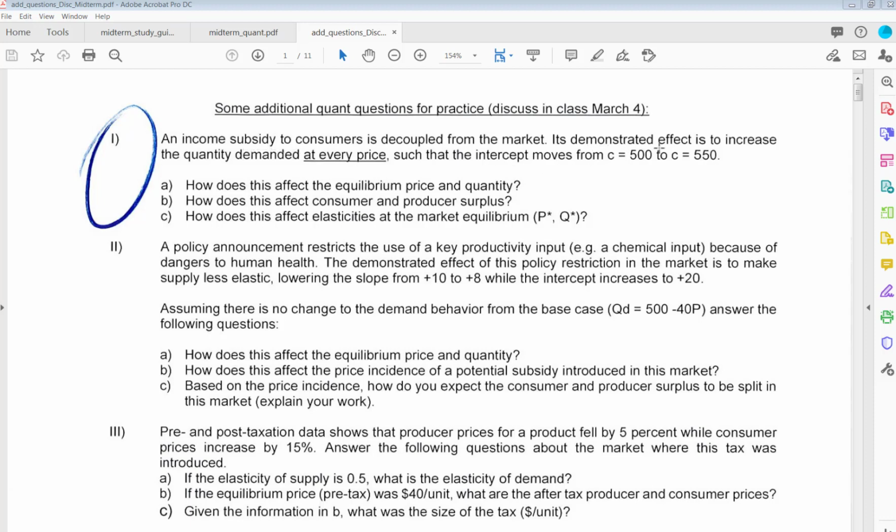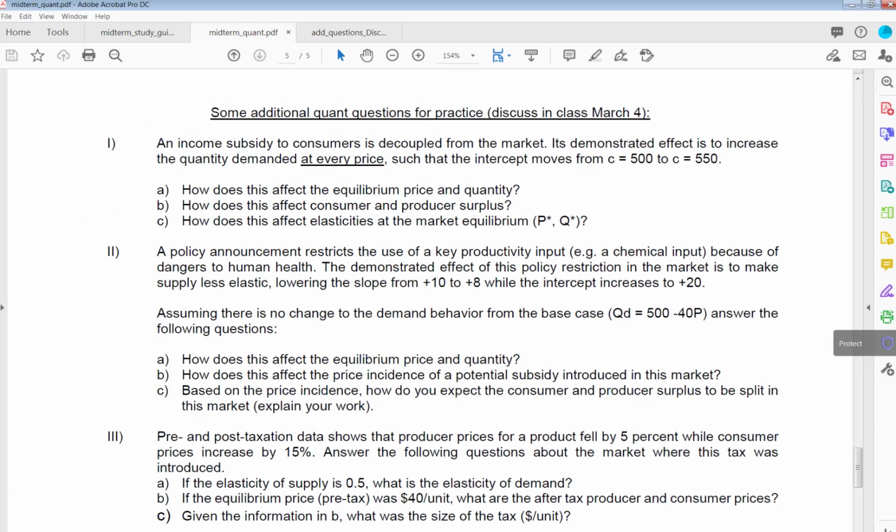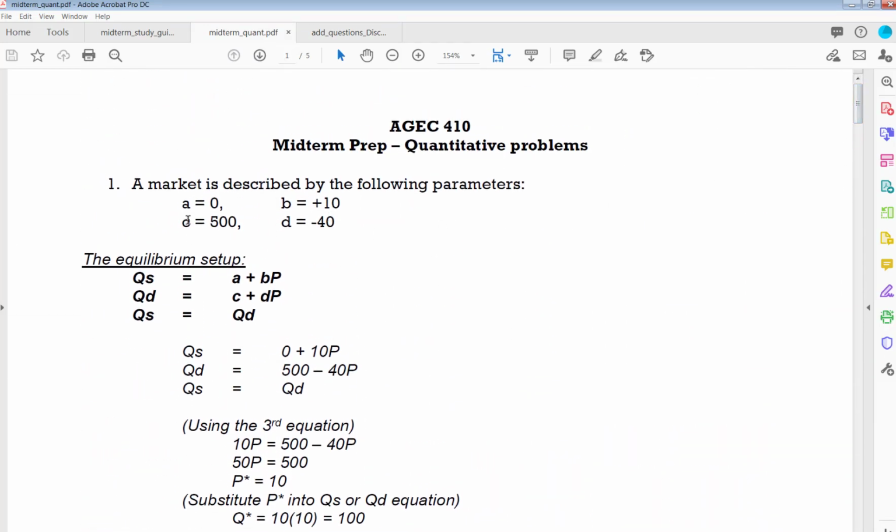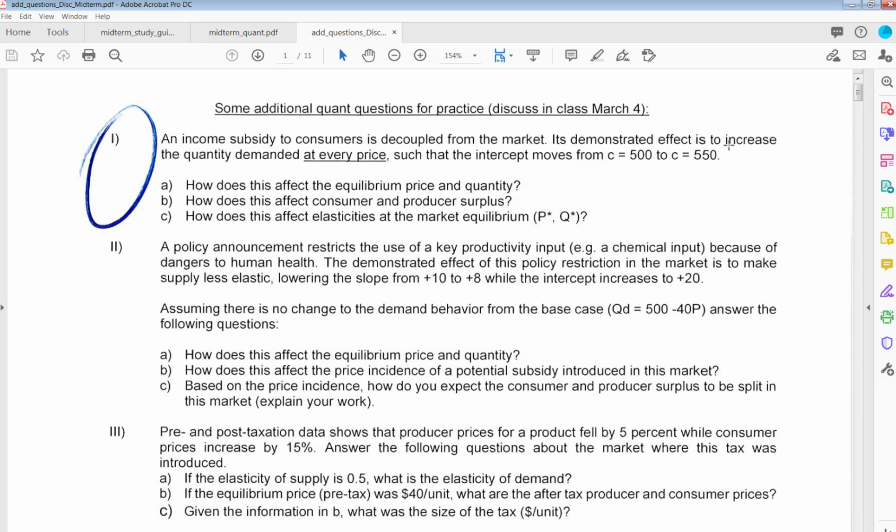And so the demonstrated effect, I'm just saying, you don't have to worry about the specifics of how the policy was enacted or works, but in the market that we're going to analyze, for every price there will be more quantity demanded, and then the basic outcome that you have to deal with is the intercept moved from 500 to 550. You got 3 questions, okay, and think of these as follow-on to the original question from the study guide. So back to this question, right? So the original condition was here, 500, and these 2 values for the slopes, and now what we've seen is the value of that intercept has moved from 500 to 550.